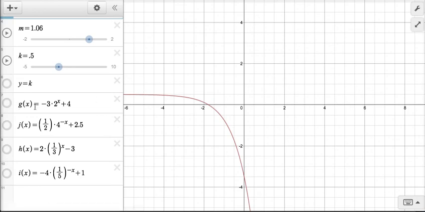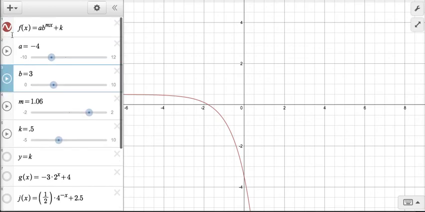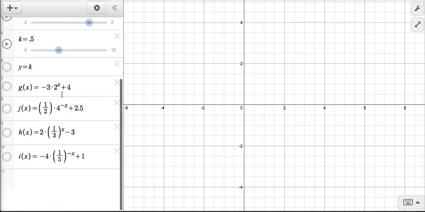So sketch G, J, H, and I, and then I'm going to slowly reveal them so that you can check your work. Remember, pause, notate the asymptote, the intercept, and the general form of the graph that looks like this, like this, like this, or like this, and then check your work. We'll start with g of x. Once you've sketched g of x, press play.